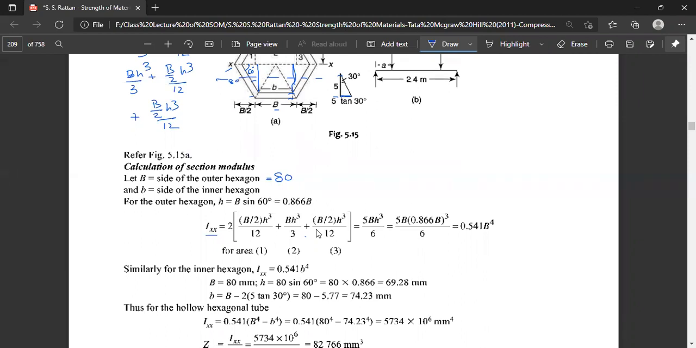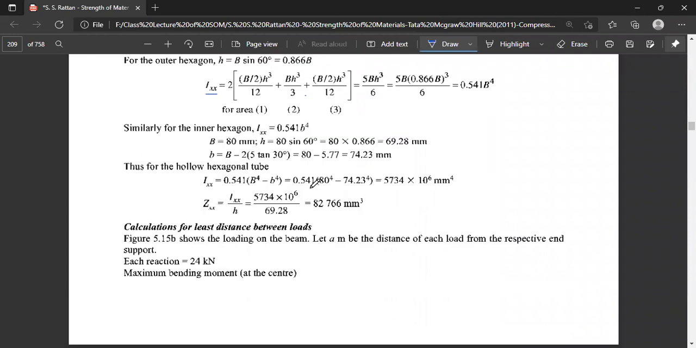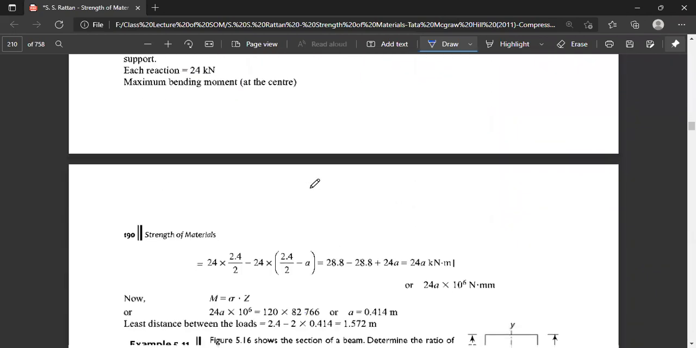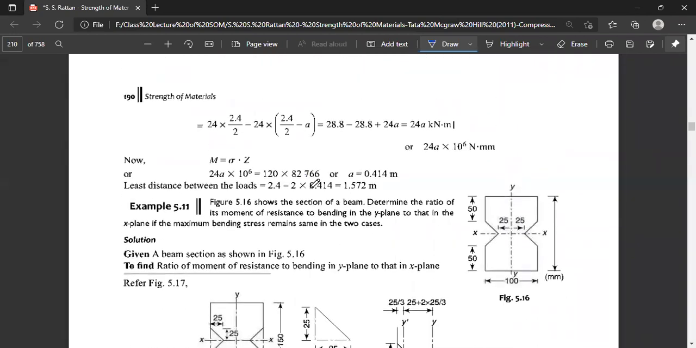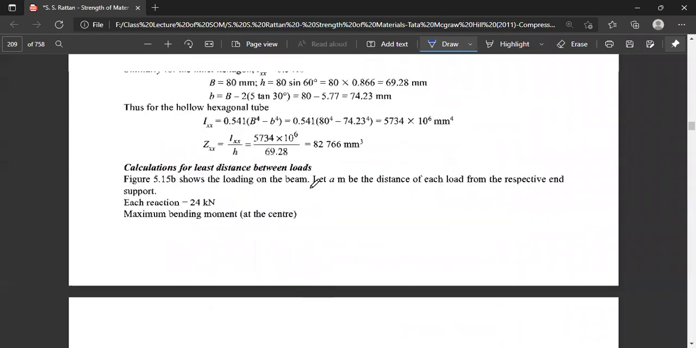And we have to find out the value of capital B, which is known to us, 80 millimeter, height is given as 69.28, and small b is 80 minus 5.77, that is 74.23 millimeter. Thus, by applying this, we get the calculation of the bending moment. Then we go for the section modulus, and do the rest.